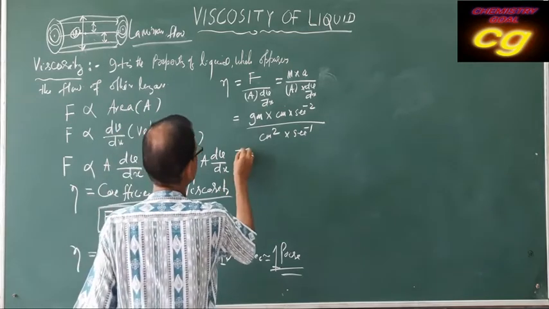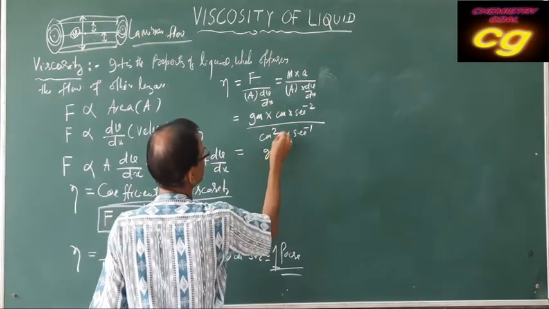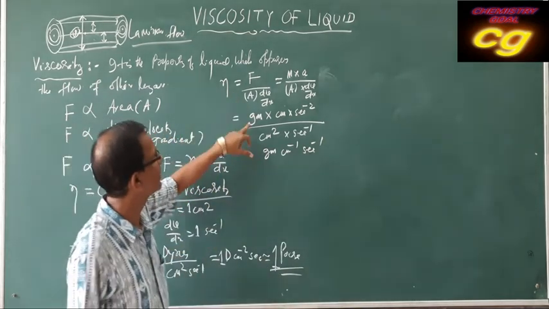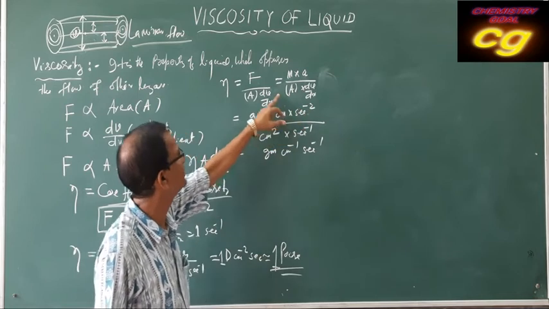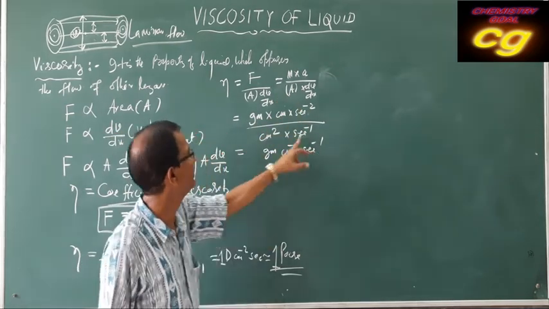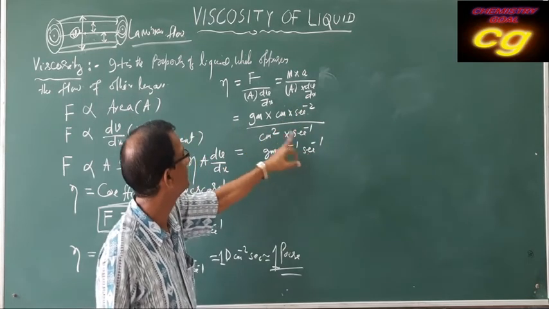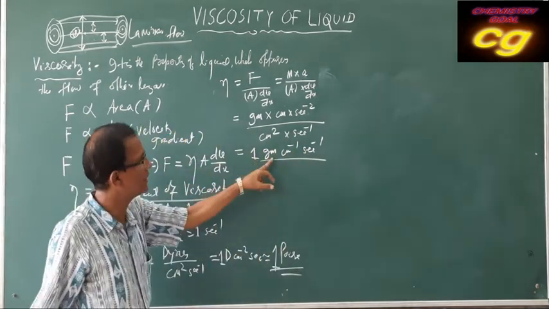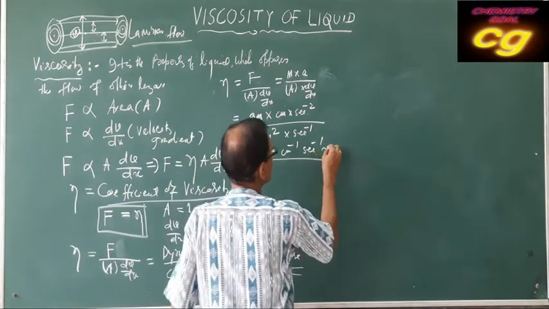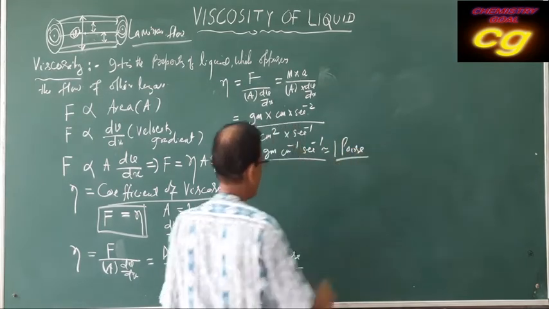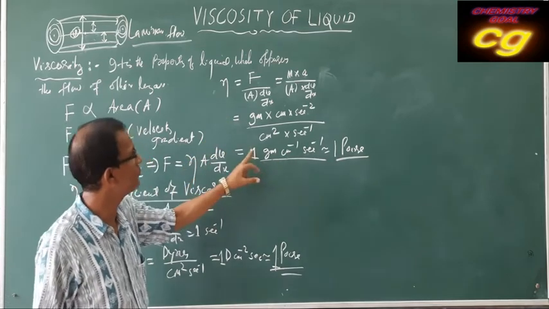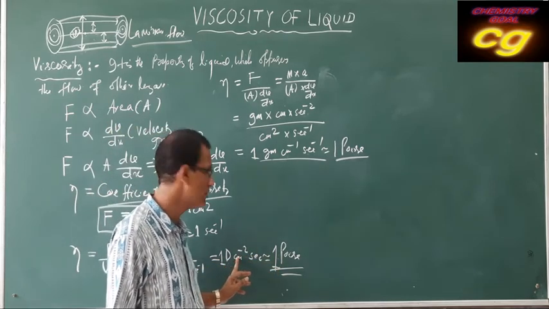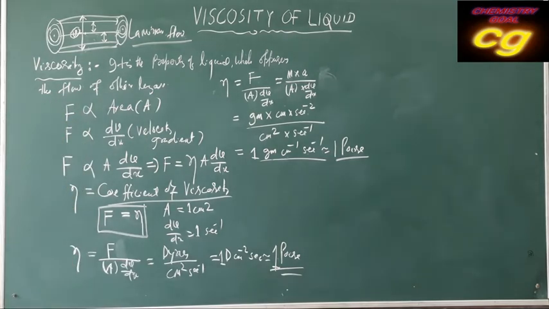Then what is the unit of this? So eta is equal to gram centimeter inverse second inverse. Gram, acceleration centimeter per second square, divided by area centimeter square and second inverse, so one second inverse goes and second inverse, centimeter inverse remain. So eta is equal to 1 gram per centimeter per second. This is also called 1 poise. 1 poise is equal to 1 gram per centimeter per second, or 1 dyne per centimeter square into second.